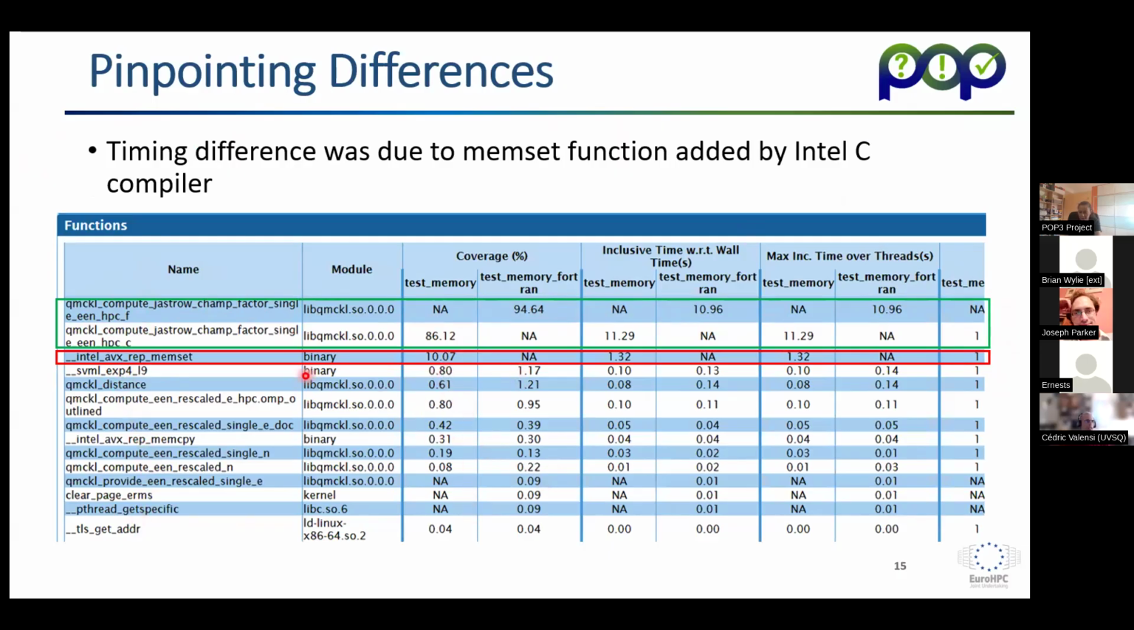could be matched, and we found one actually, which was a memset function that was added by the C Intel compiler that has no equivalent in the Fortran version, and that was the one that accounted for the difference we observed between the timings of the two versions of the code, and this allowed us to identify and fix that.